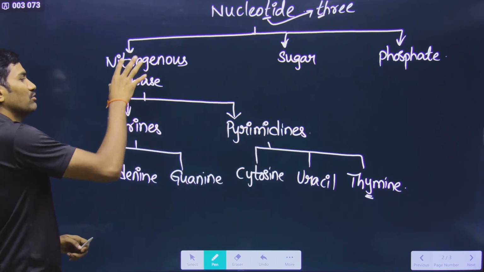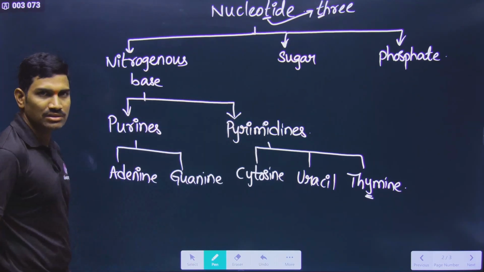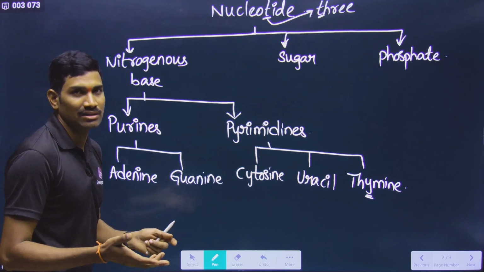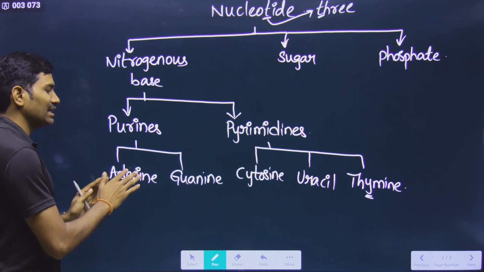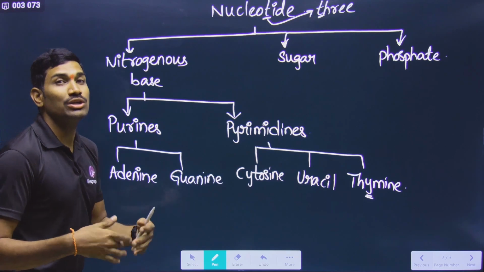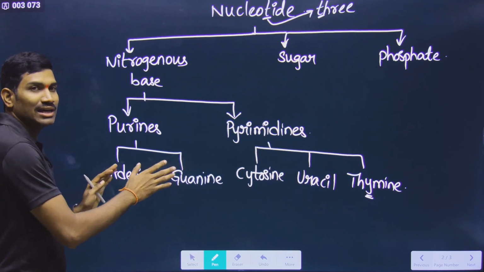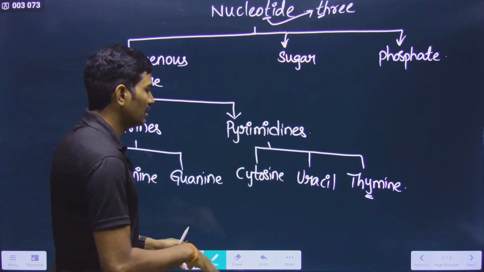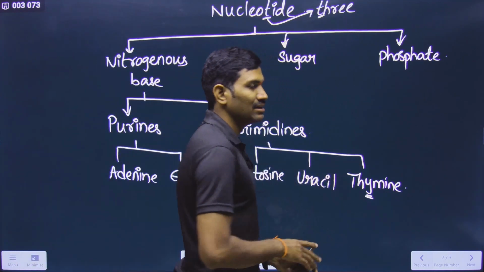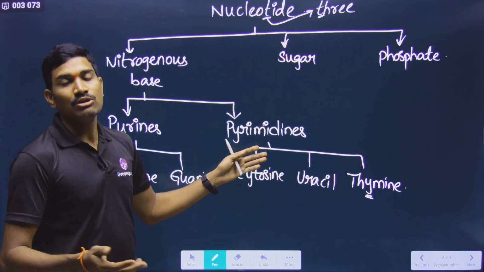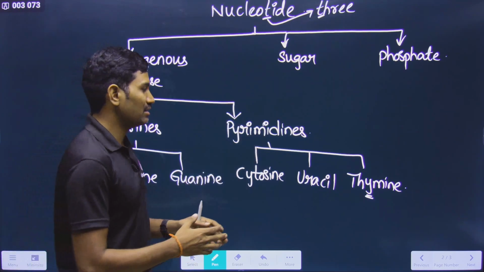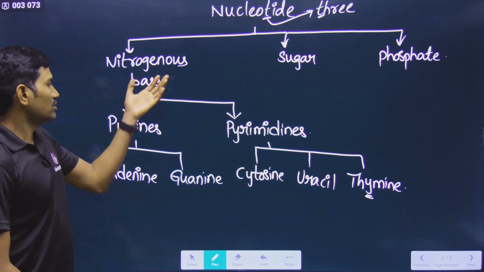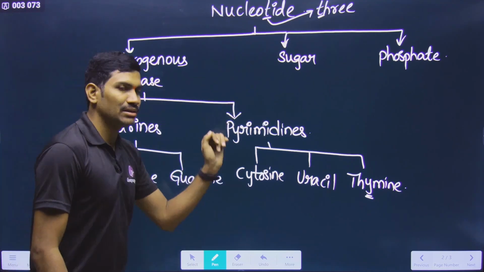Overall, nitrogenous bases are of 2 types, purines and pyrimidines. Why are they called purines? Because they have the basic purine ring. In simple terms, adenine and guanine are substituted purines, so we consider them under purines. Whereas cytosine, uracil and thymine have the basic pyrimidine ring, so they are considered substituted pyrimidines. In this way, nitrogenous bases are classified into 2 types.